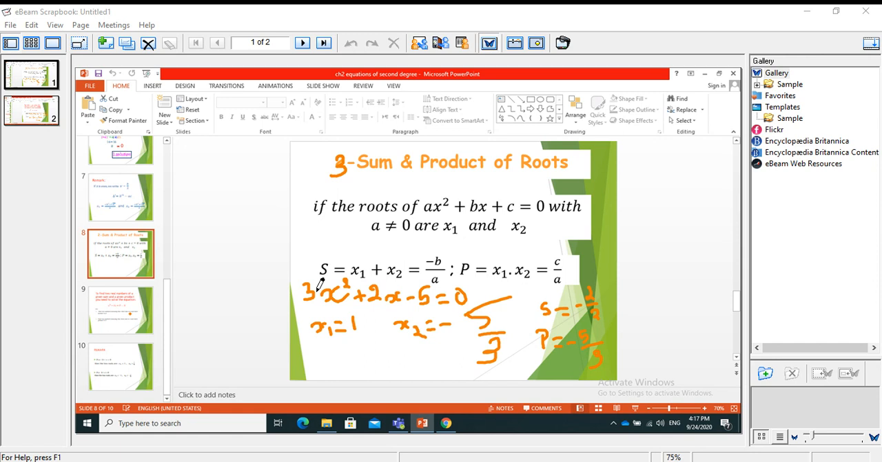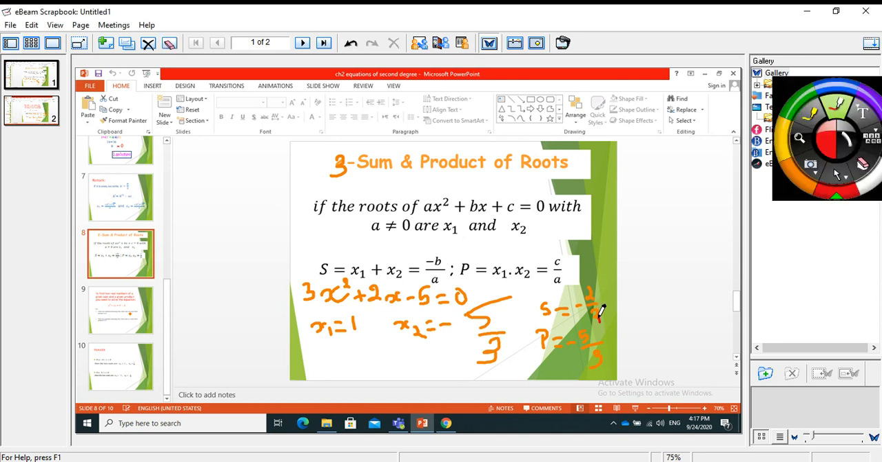For example, if I have this equation, 3x squared plus 2x minus 5 equal to 0, what are the roots? If I do delta, I took a plus b plus c equal to 0 on purpose. The roots are 1 and minus 5 over 3. Guys, if you add 1 plus minus 5 over 3, what will be the answer? Minus 2 over 3.